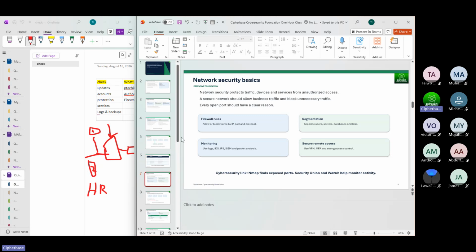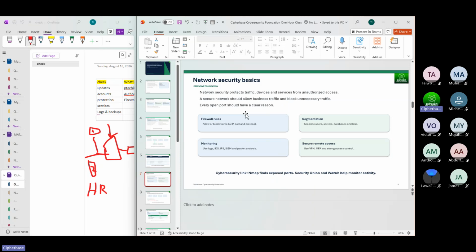Then segmentation, like I explained here. If you are not understanding this, it is understandable. We will talk about this by the time we use Packet Tracer next week, just to introduce ourselves and round up our foundation class, so we understand this segmentation very well. Then under monitoring, everything still belongs to networking. This secure remote access belongs to networking as well.